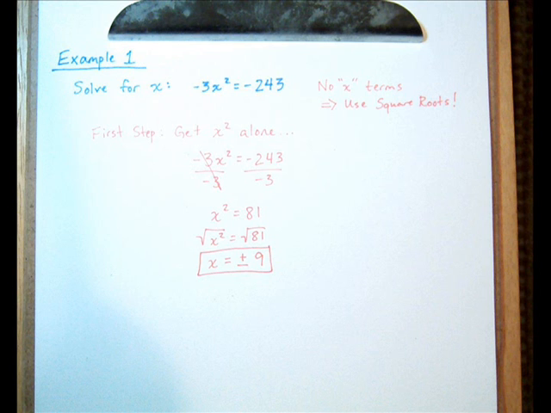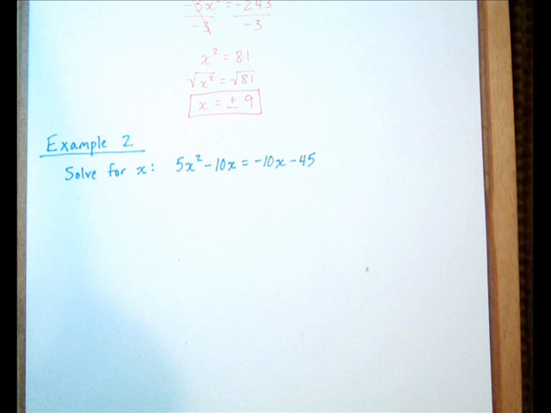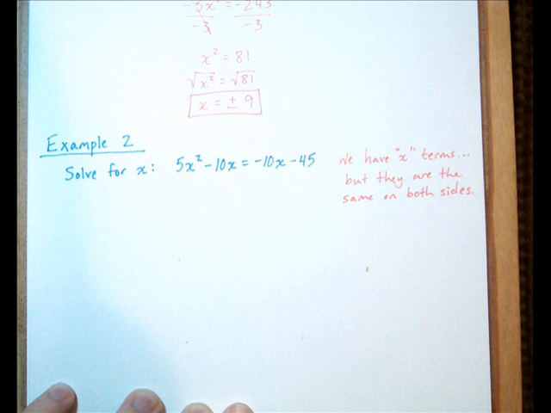So that's example 1. Example 2 tells us to solve for x again. It says 5x squared minus 10x equals negative 10x minus 45. Now I notice in this problem that we do have x terms, but if you look, we have the same amount of x terms on both sides.